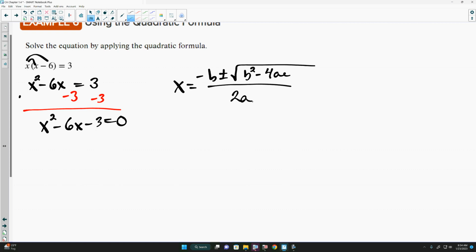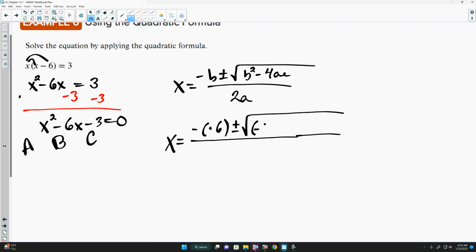So our quadratic formula is negative b plus or minus the square root of b squared minus 4ac all over 2a. a is the number in front of x squared, b is the number in front of x, and c is the number by itself. So we say negative b, we'll have negative negative 6 plus or minus the square root of negative 6 squared minus 4. a is 1, c is negative 3. All over 2 times 1. Questions on this so far?